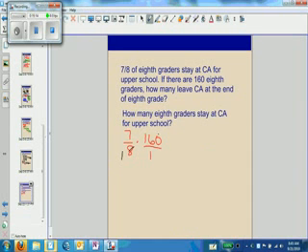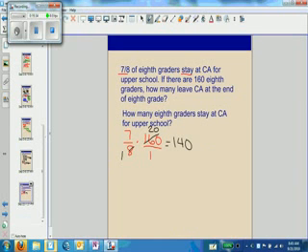I'm going to put that over 1. We can cross cancel. And we get 140. But we need to think about what this number stands for. Which question is it answering? Because there's actually two questions there. We always need to think about what our numbers mean.